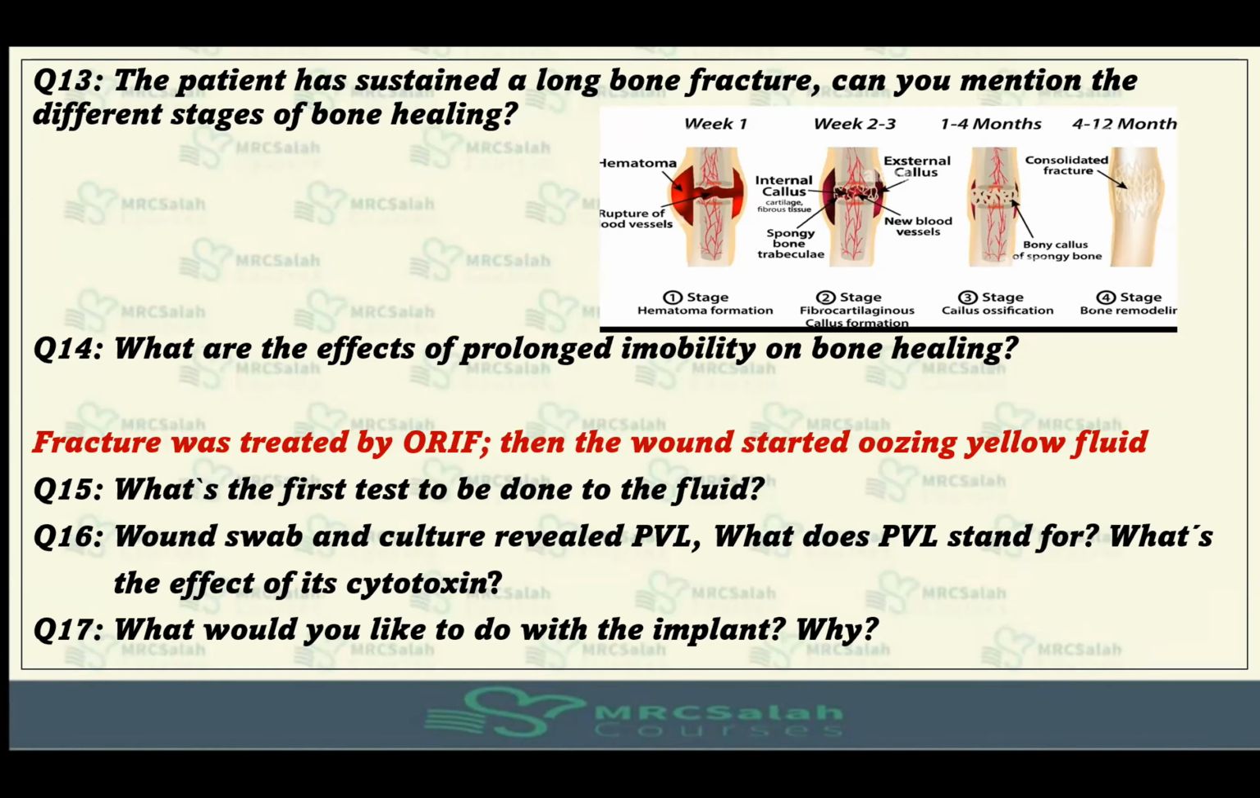And why we use formalin? The answer is usually to preserve the sample. It is a fixing agent, so it does fixation of the sample. Fixation and preserving the sample. The effect of immobilization was also asked in this station. Okay, alright everyone?